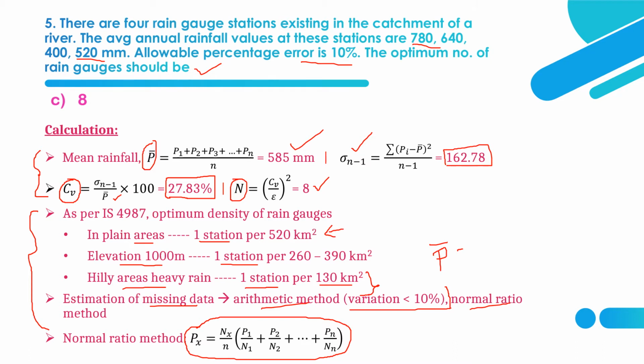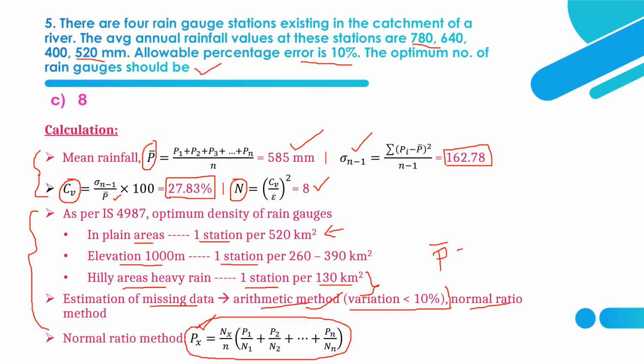So this is the Nx value. And P1, P2, P3 we know the values, and Px is to be found out, that is the missing rainfall data. So this is how we calculate the missing rainfall data using the normal ratio method in case the variation is greater than 10%. If it is less than 10%, we can go for the simple arithmetic mean method. So these are some important things regarding rainfall, precipitation and rain gauges.